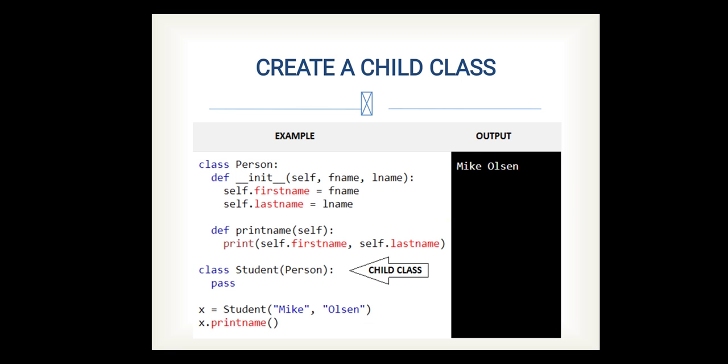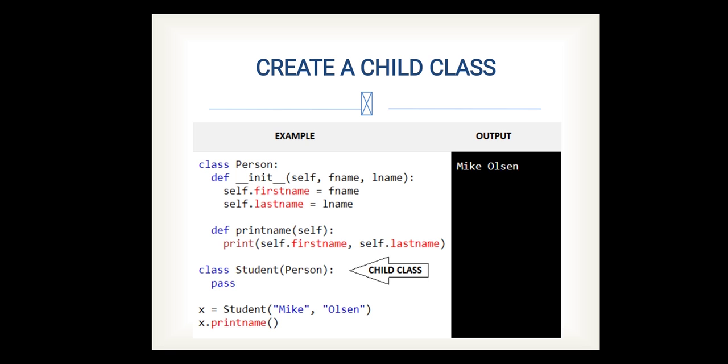Next, how to create a child class. Here, according to the previous example, we have already created a parent class Person. Then I am going to create a child class, that is Student, and I am inheriting the parent class Person into the child class Student, and I am not writing anything in the child class. I am just creating an object through the child class, x, assigning the class name Student, and passing the parameters Mike and Olsen.